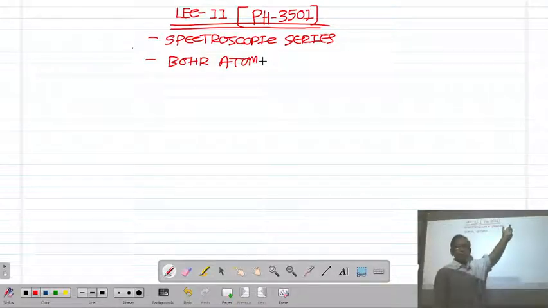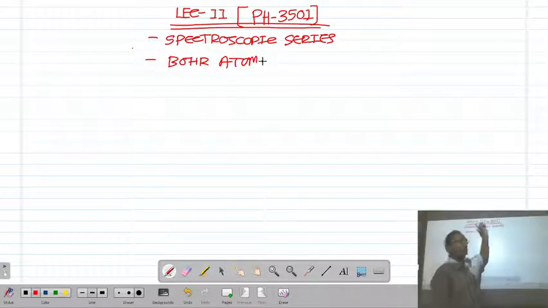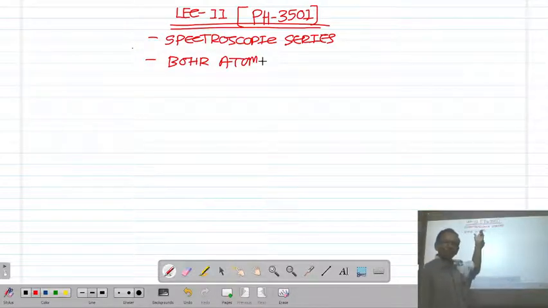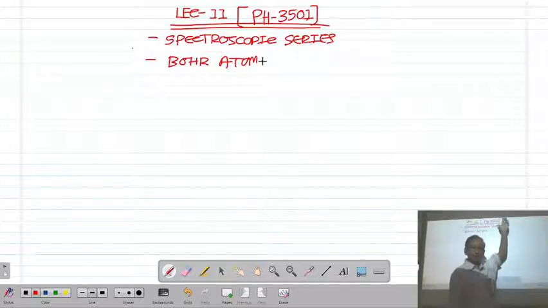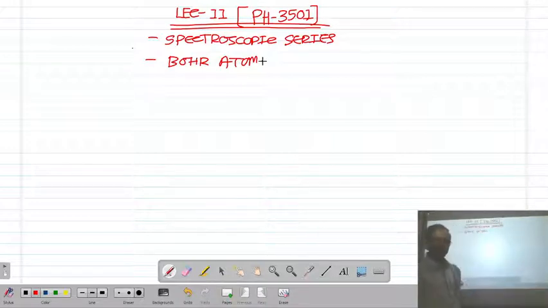We studied the spectroscopic series in the last lecture, lecture 10. In lecture 10, we studied the spectroscopic series and we started the Bohr atom, including some initial part of it. So today we will complete the remaining part of the Bohr atom in this lecture.